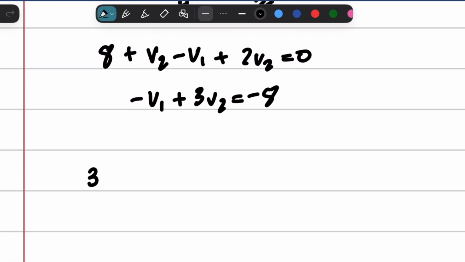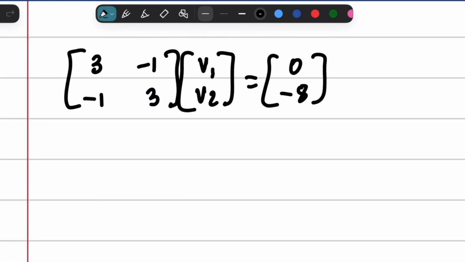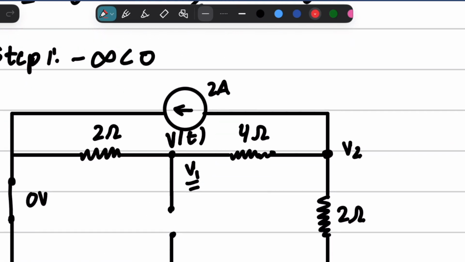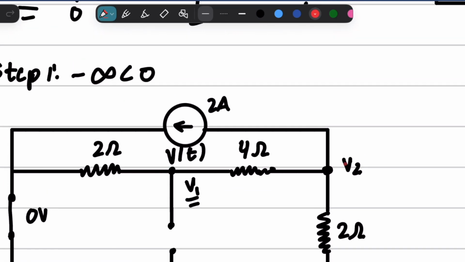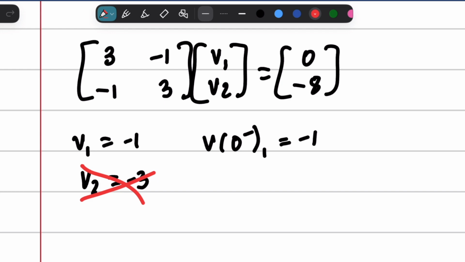We're going to plug this into a matrix, and then using a calculator, you can solve it. And thankfully, we get some really pretty numbers here. We get v1 is equal to negative 1, and v2 is equal to negative 3. Now, remember that we are in the v of 0 minus portion, so technically this is v of 0 minus is equal to negative 1. We don't care about v2 because the voltage that we want is not v2. We only care about v1. We only found v2 as a byproduct, essentially.